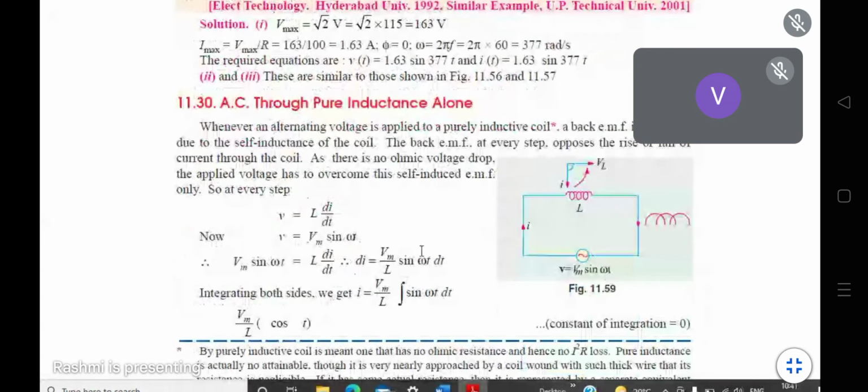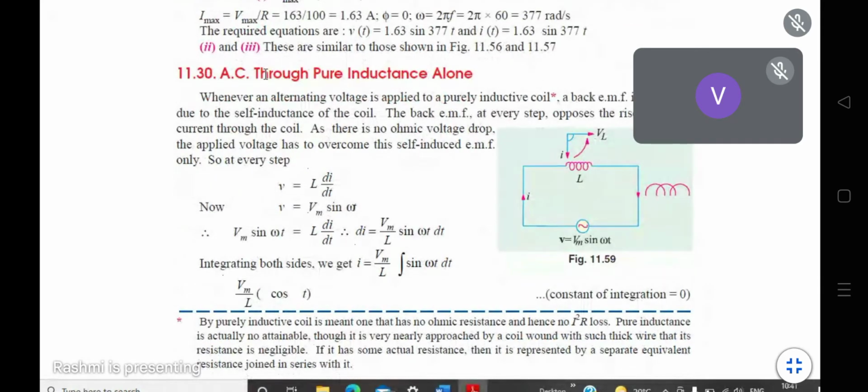Now next come to the purely inductive load. So here this is the purely inductive load. We have taken inductance and this is the voltage supply. Vm sine omega t is the value of the voltage and L is the inductance value. Let current I be flowing through this one. If I is flowing, then what will be the voltage across this?